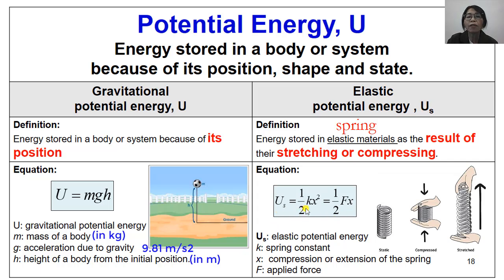U is equal to half kx squared, where k refers to the spring constant. Different types of spring are going to have different values of spring constant. x refers to the amount of compression or the extension of the spring. Or we might also calculate elastic potential energy by using the equation half Fx. So F refers to the applied force, the force that we apply to compress the spring or stretch the spring.